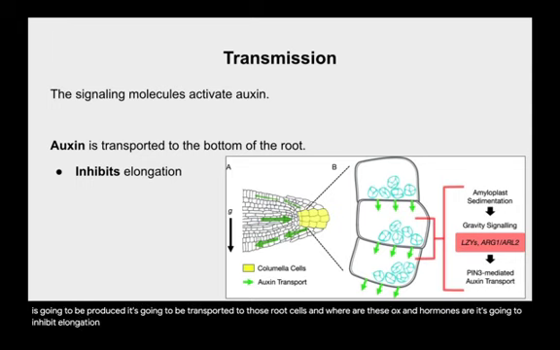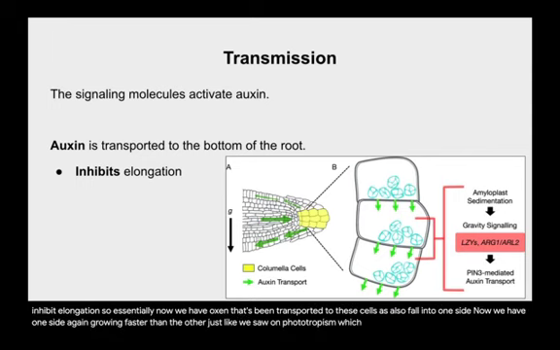So essentially, now we have auxin that's been transported to these cells. It has also fallen to one side. This side is not going to grow, but the opposite side will grow. So now we have one side, again, growing faster than the other, just like we saw in phototropism, which causes a curve to start in our root. It's telling it to curve and grow in an opposite direction.